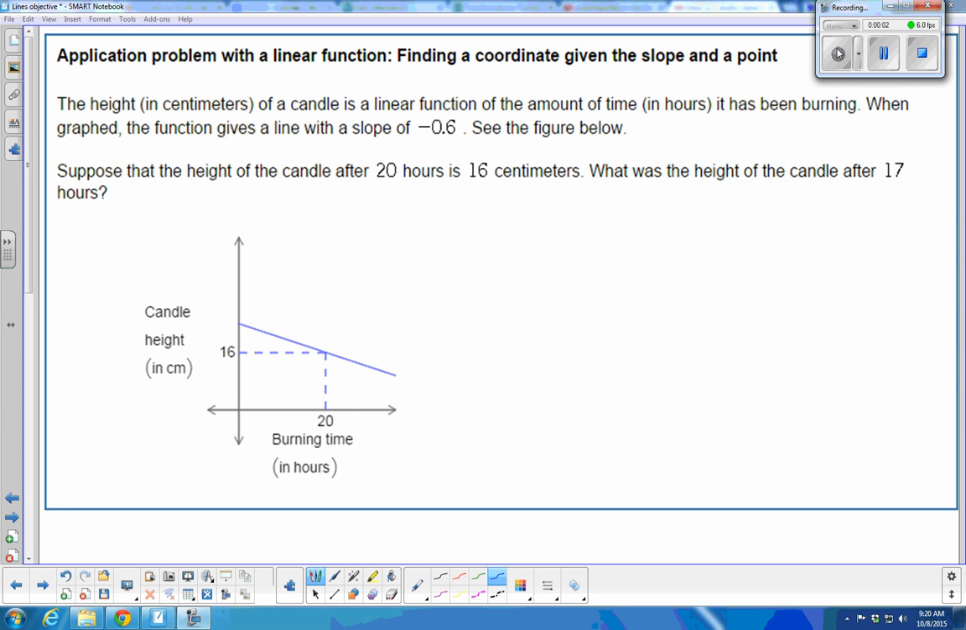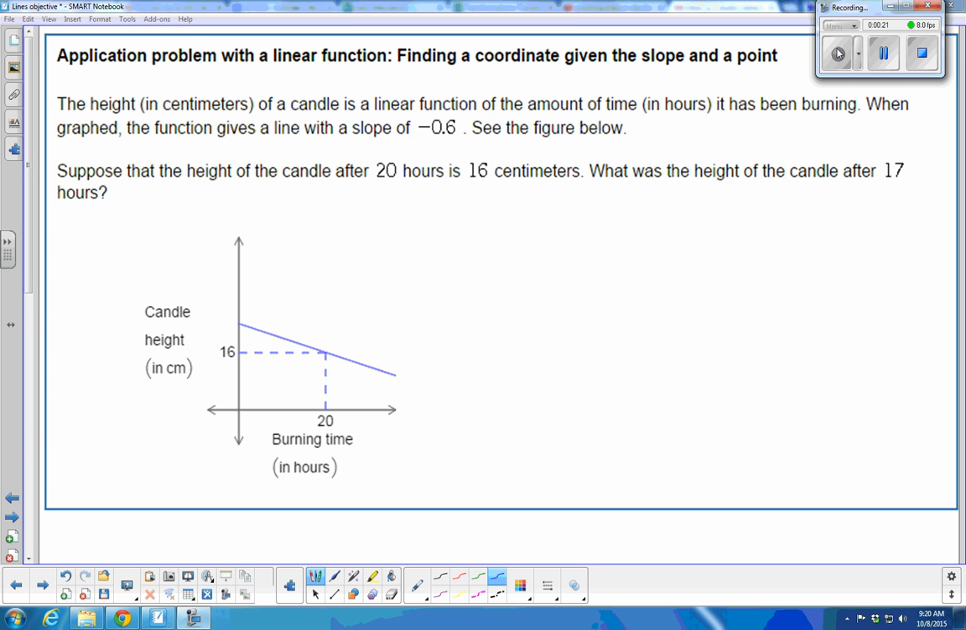Okay, the next one we're going to talk about here is the application problems with linear functions, finding a coordinate given the slope and a point. This is probably the second hardest one on your topics list for the lines objective, and we'll walk you through how to do it. It has a couple steps to it. You just got to be able to identify what you're looking for.